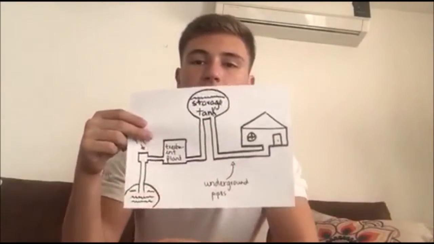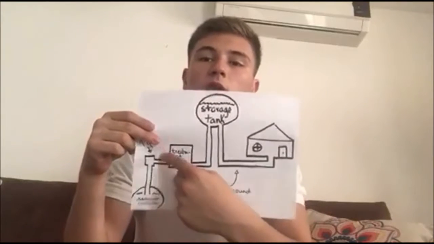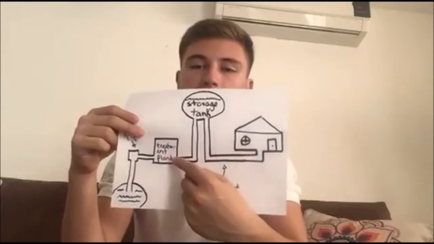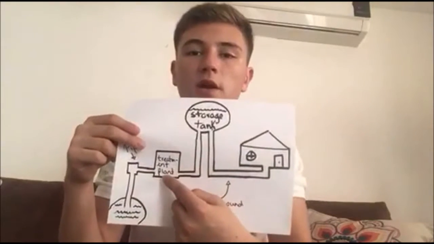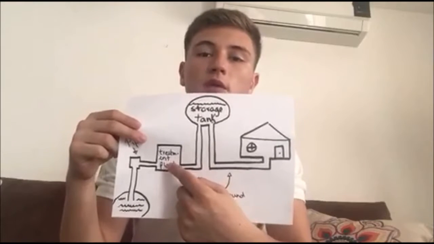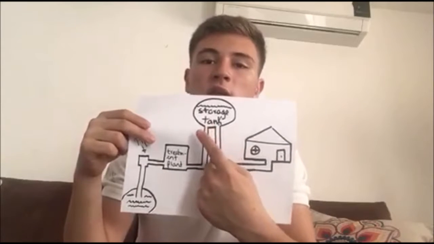A water distribution system starts here, getting the water from a well with the help of a pipe. Then it goes here to a treatment place. In the treatment place, the water is cleaned so it won't harm us. Then, with the water cleaned, it goes right up here to a storage tank.